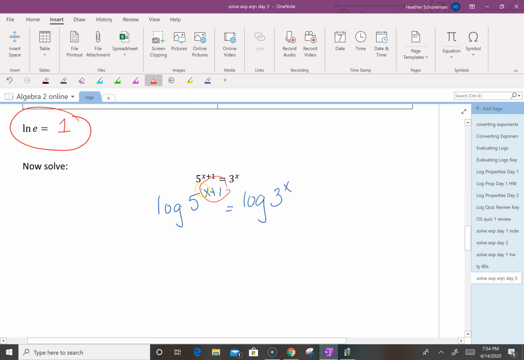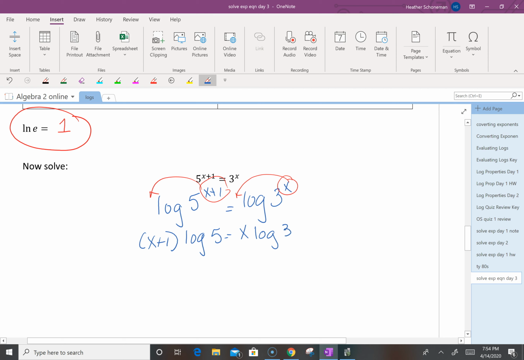Okay, so now I'm going to move these exponents out front. So when I do that, the x plus 1 has to stay in parentheses. So I have x plus 1 times the log of 5 equals x. I don't need a parentheses here. Apologize. x times the log of 3.